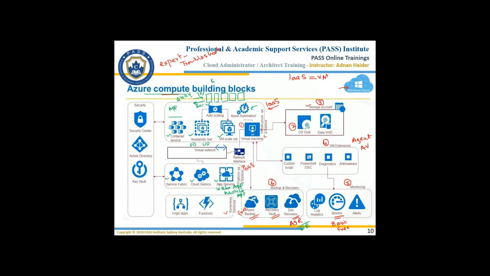So App Service is mostly for web apps and mobile apps, whereas Cloud Service is another option that is mostly for infrastructure-related backend services, and Service Fabric is basically for networking and management. We will go into more detail later on, but these are three PaaS offerings, and there is a full chapter on App Service, Cloud Service, and Service Fabric.